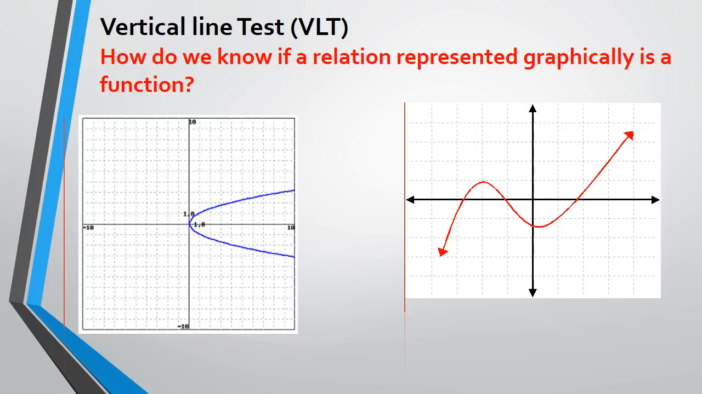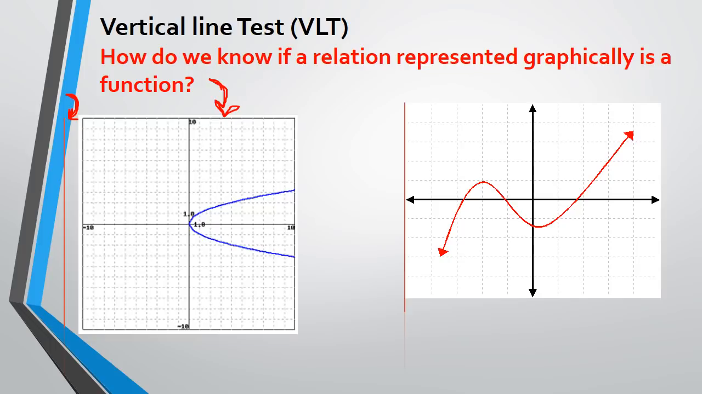Now, we can also look at graphs and find out if they're functions or not by using what we call a vertical line test. A vertical line test is used on graphs to identify if the graph represents a function or not. Let's take a look at our first graph right here. We're trying to figure out if this is a graph of a function or not. We're going to use this line, which is a vertical line, to find out if this graph represents a function or not.